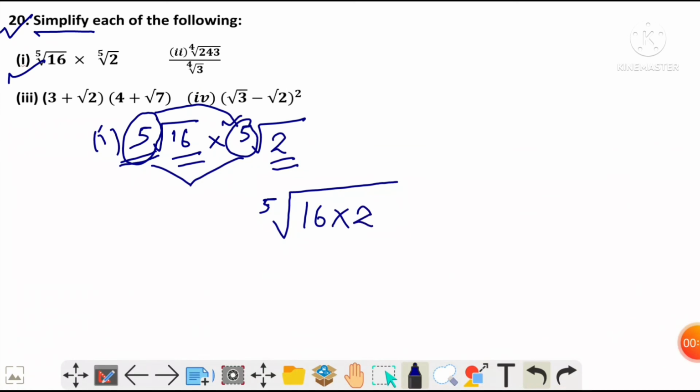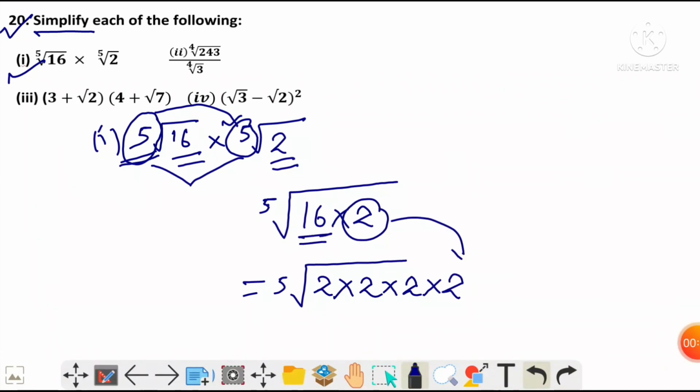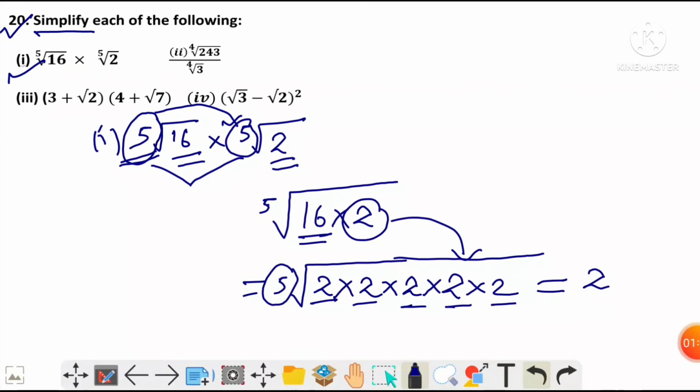16 into 2. Now we can break 16 into 2 into 2 into 2 into 2. 4 2s. 2 2s are 4, 4 2s are 8, and 8 2s are 16, and 1 2 is here. Now since it is a fifth root, we have to find the 5 pair of 2. So here are 5 2s. So 2 will come outside the root, and this is our answer.